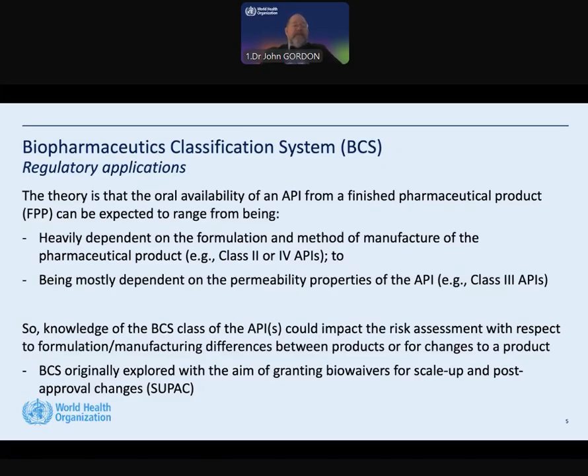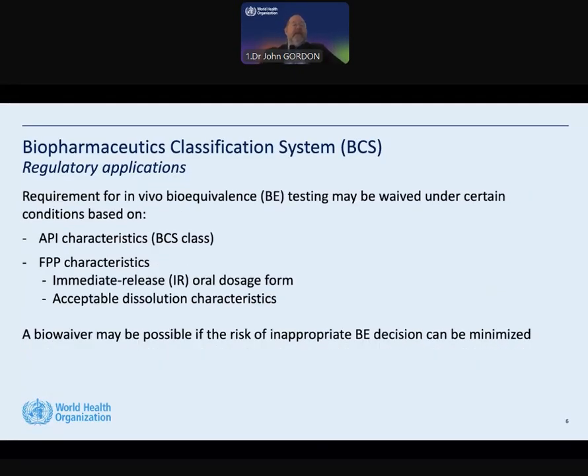So the knowledge of the BCS class of an API can impact the risk assessment with respect to differences in formulation or differences in manufacture between products or within a product as a product changes over its lifespan. And in fact, the BCS was originally put to use in this area in terms of exploring its uses within granting biowaivers, or waivers from the requirement to conduct bioequivalence studies for scale-up and post-approval changes or variations to products. So with respect to biowaivers then.